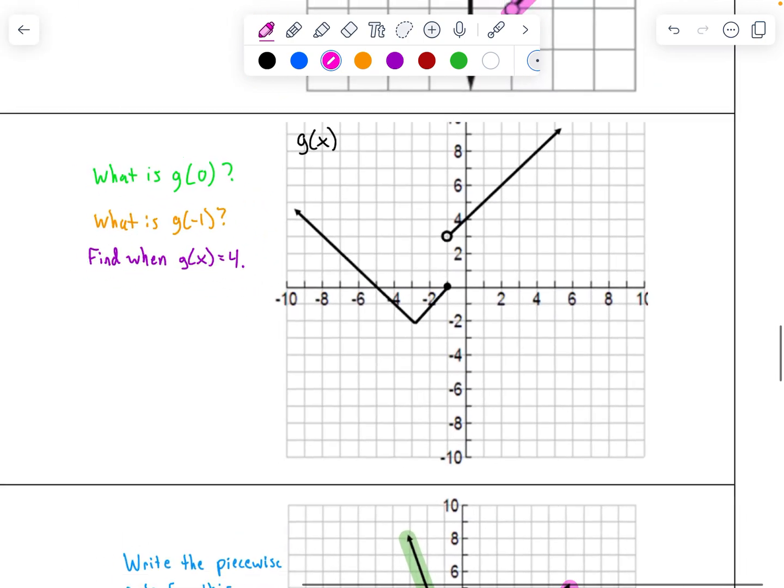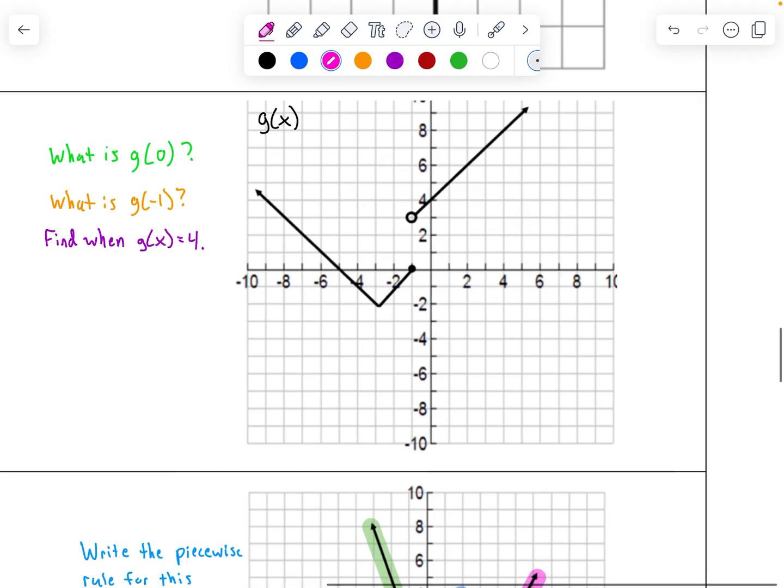On number 5 here, I changed these questions, so I wrote them in. But now we want to know the same questions we've been asking in the other part of this unit. This is giving us an x value, so we're looking at the graph and just finding a y value. So g of 0, when x is 0, our y value is 4. So g of 0 equals 4.